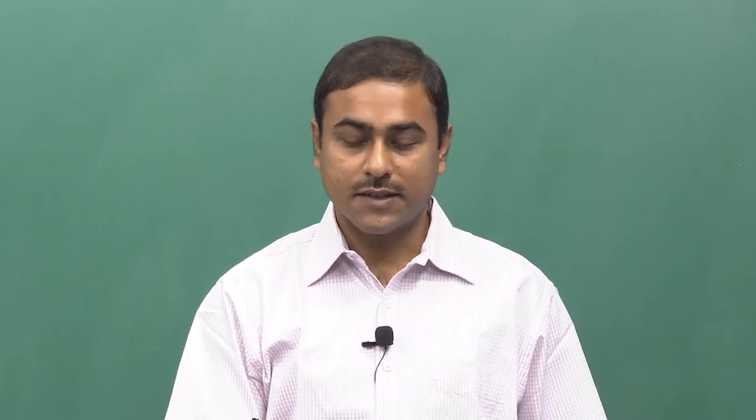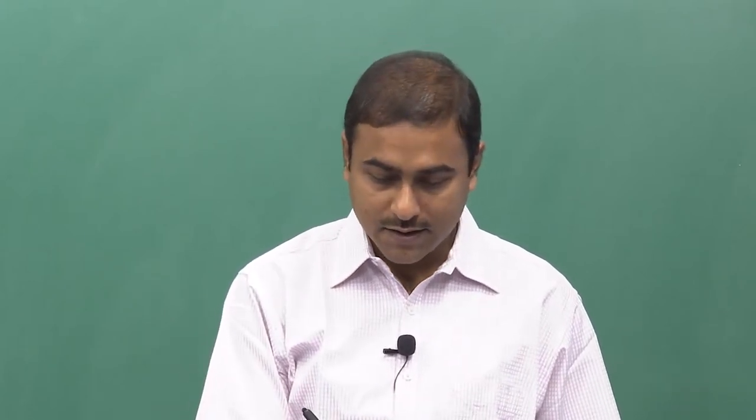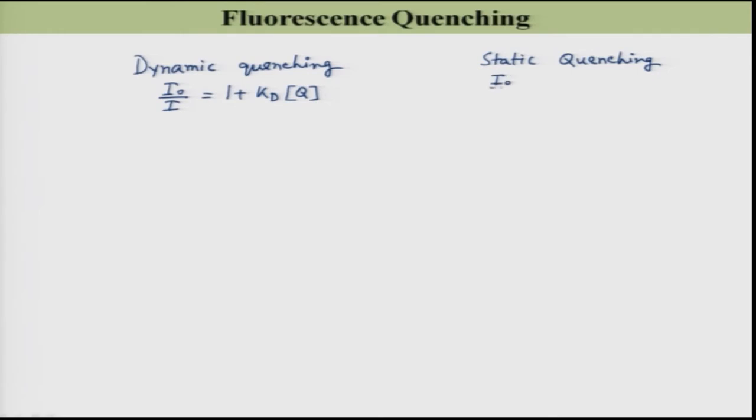Till last lecture, we were discussing fluorescence quenching, and what we have seen is two types of quenching. The first type is dynamic quenching, and in this type the equation we got looks like I 0 by I is equal to 1 plus k d into the concentration of the quencher. Then another type of quenching we discussed is static quenching, and in this case the equation is I 0 by I is equal to 1 plus k s concentration of quencher.